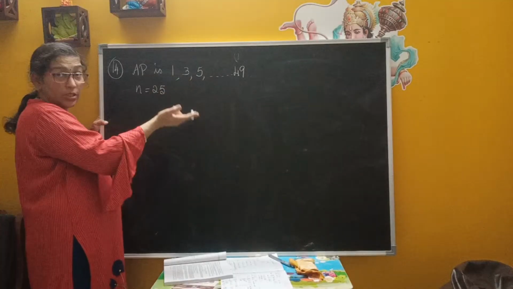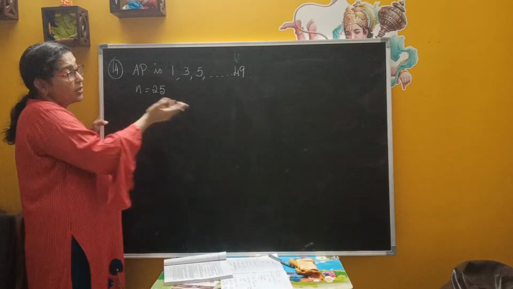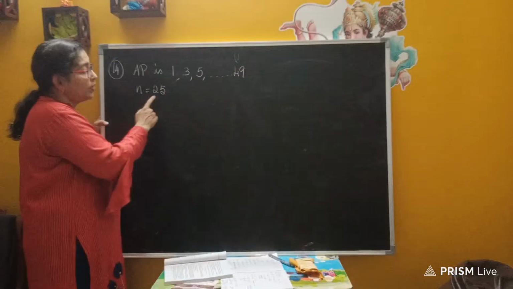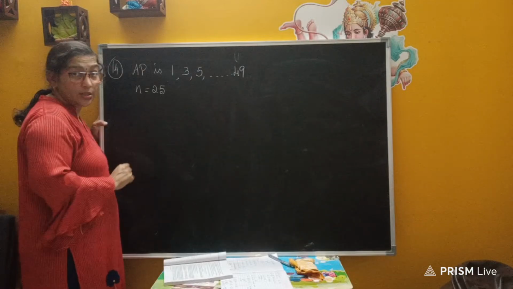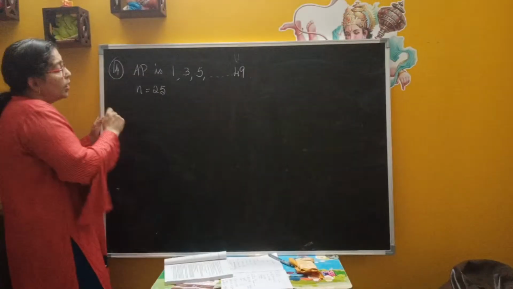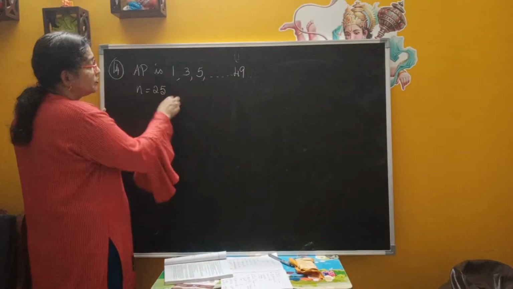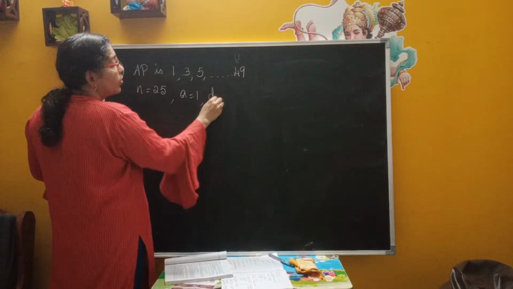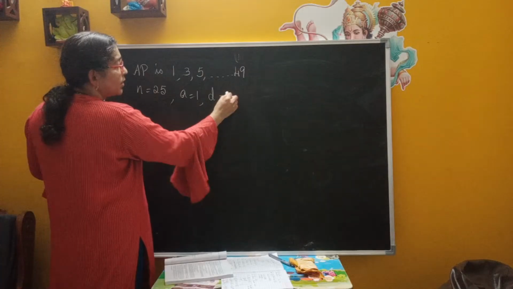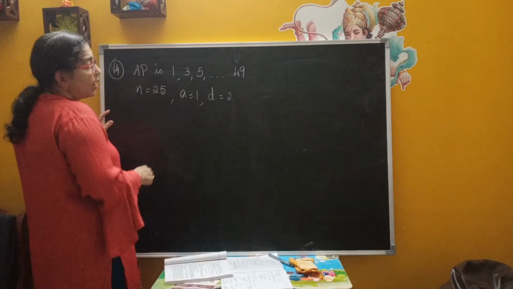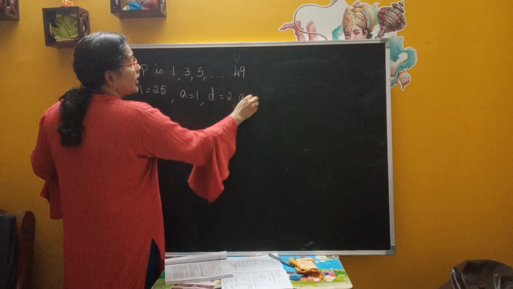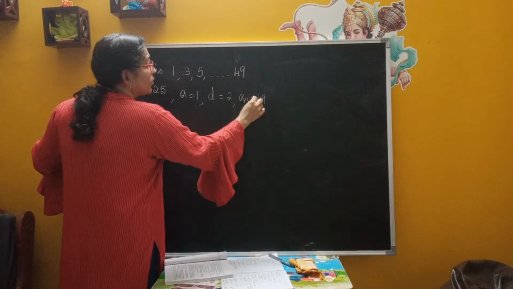Number of terms in that. When you have odd numbers between two given numbers, that is the way of finding. So 0 and 50. In between 0 and 50 we have 25 even numbers and 25 odd numbers. So now n is equal to 25. A is equal to 1. D is equal to 3 minus 1, which is 2. Then an is equal to 49. This is one way.